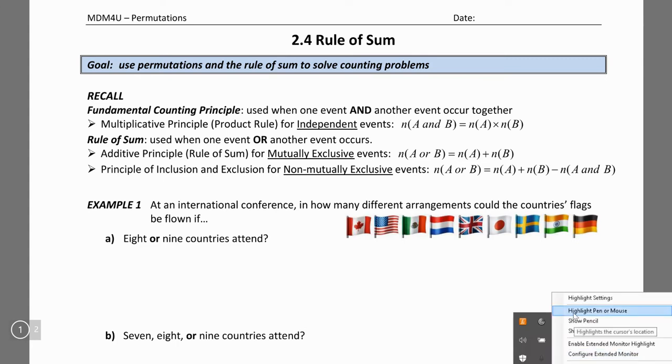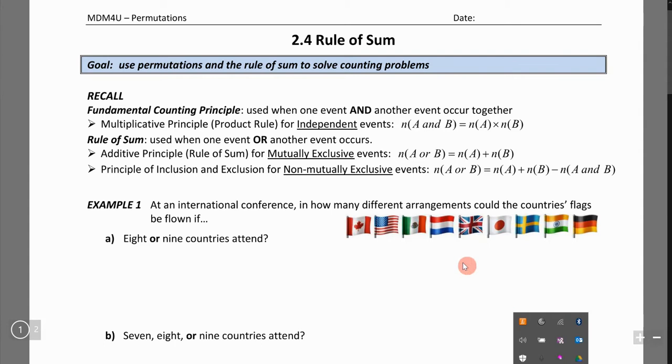Okay, so we're going to go back and review the fundamental counting principle. Remember that you use this when you have one event and another event that occur together. The fundamental counting principle leads to the multiplicative rule for independent events, where if you have two events, A and B, the number of outcomes of A times the number of outcomes of B equals the number of outcomes of both A and B.